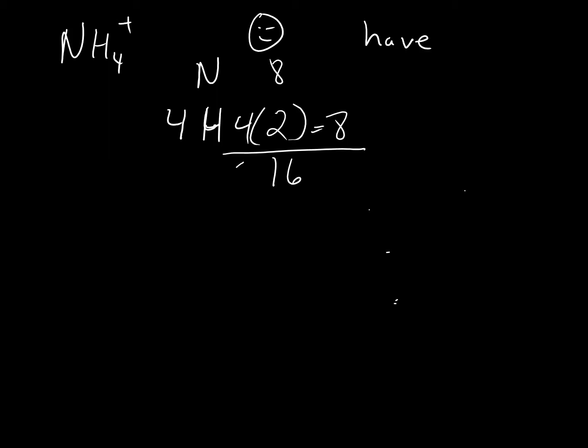The have number. How many of those 16 do I have? Well, nitrogen has 5. Hydrogen has 1. And there's 4 of them. So that's 4 more. And now I have to deal with the charge. How do I make something have a positive charge? You lose an electron, right? So I'm going to have to lose one of these. I got to subtract 1 because of the charge.